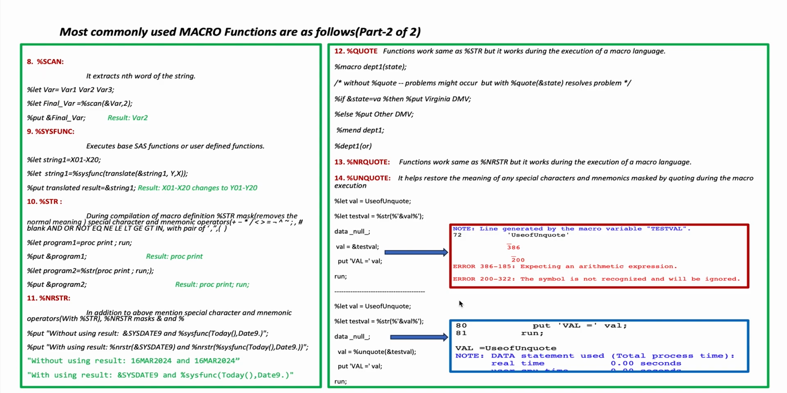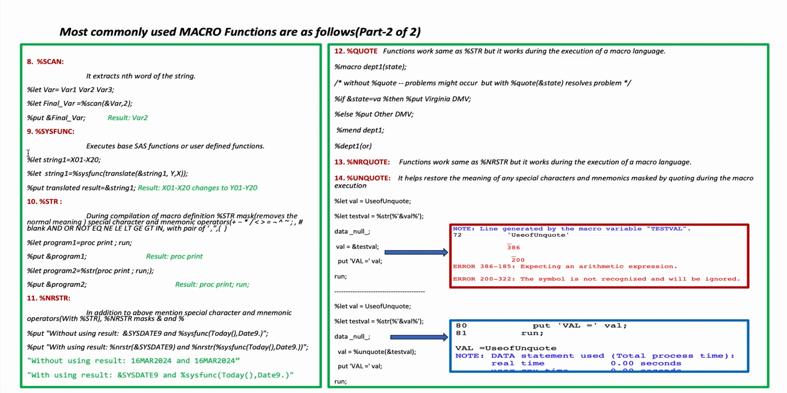Number 8, %scan. It extracts the nth word of the string. Suppose we have macro variable var and its value is var1 var2 var3, and we are going to create a new macro variable final_var by using the %scan function. Inside the parentheses we use &var, comma 2. That means we are going to select or extract the second word. That's why we will get the result var2.